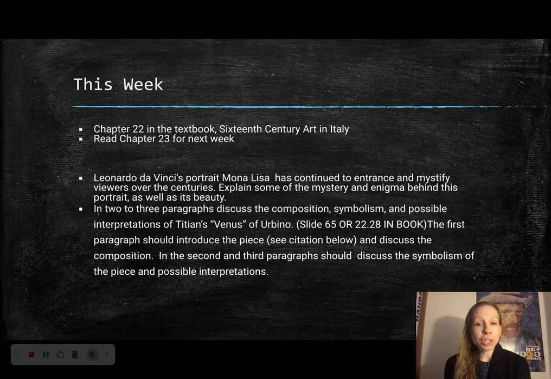And then for your journal entry, you will discuss the composition, the symbolism, and possible interpretations of Titian's Venus of Urbino. That can be found in slide 65 or image 22.28 in the textbook. And the textbook does go more into those interpretations.